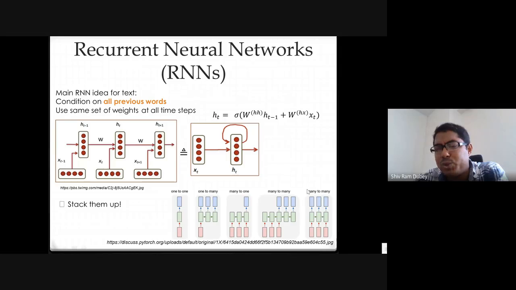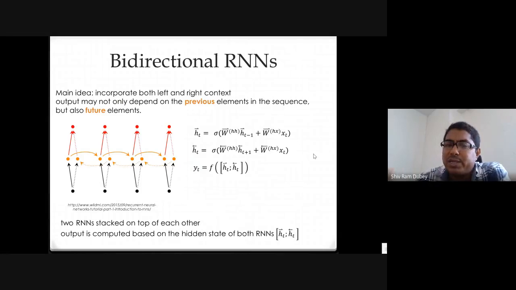So like that, even many to many is also there. So like that, we can basically have the different types of recurrent neural networks. Even there is a bidirectional also. So bidirectional is going to make use of even the reverse direction.